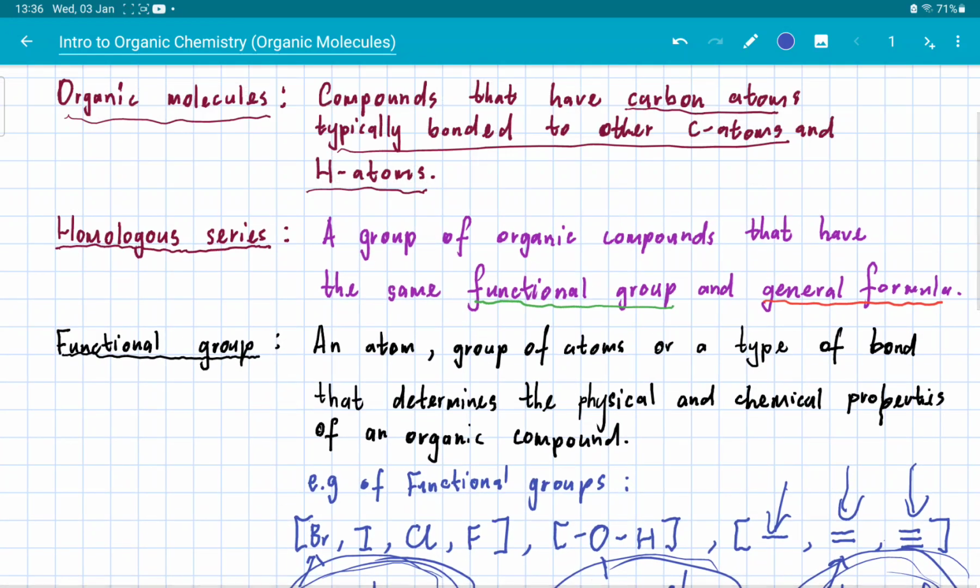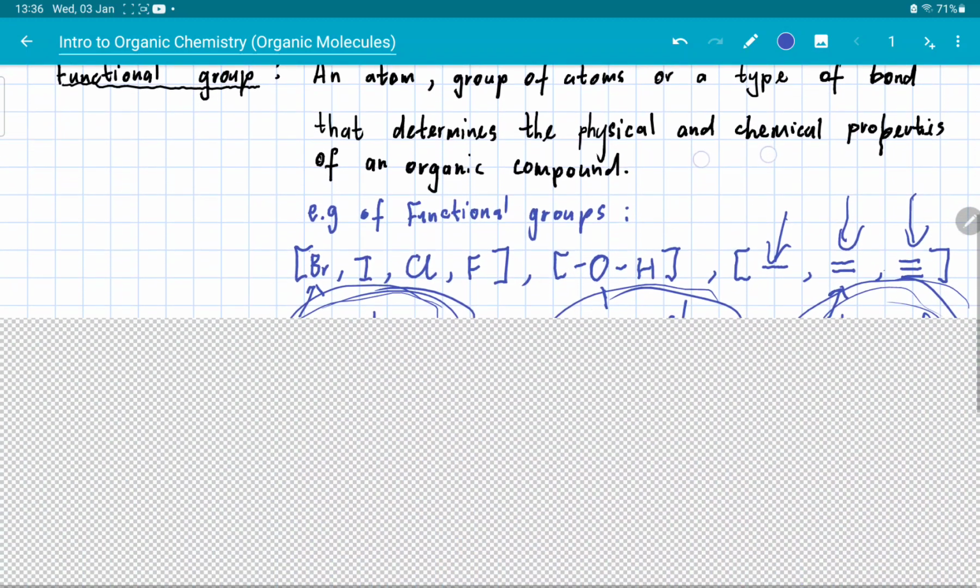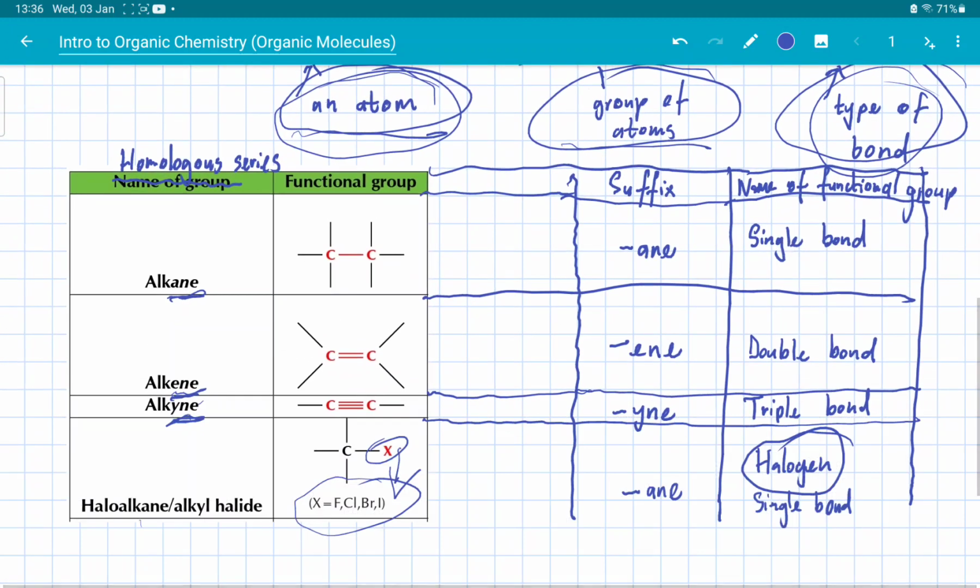Now let's go back to the homologous series. A homologous series is a group of organic compounds that have the same functional group and general formula. I left that part out because I was going to come back here. So now we are saying general formula. Let's write it there.